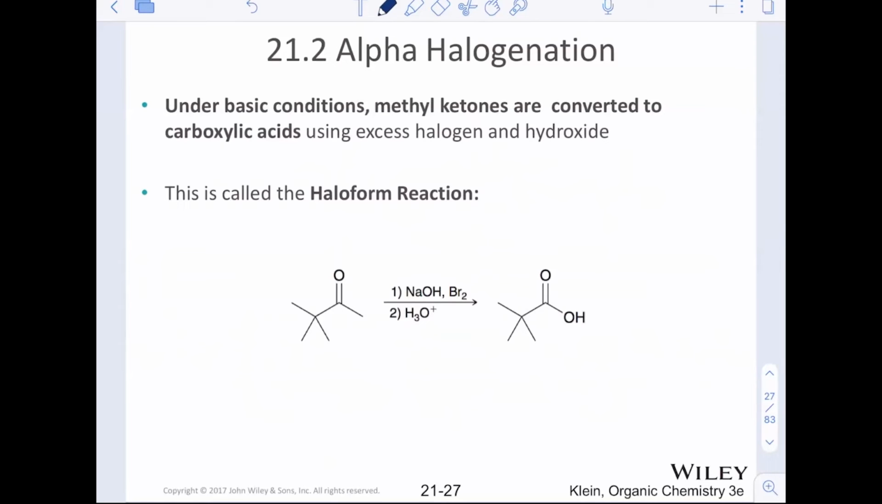Under basic conditions, methyl ketones are converted to carboxylic acids. And that is because of using excess halogen and hydroxide. It's called the haloform reaction. And what actually is the intermediate that will form is a very, very good electron withdrawing group, CBr3, and then H3O plus will convert that to a carboxylic acid. Let's take a look at the haloform mechanism so that we can see the acyl substitution that occurs here.